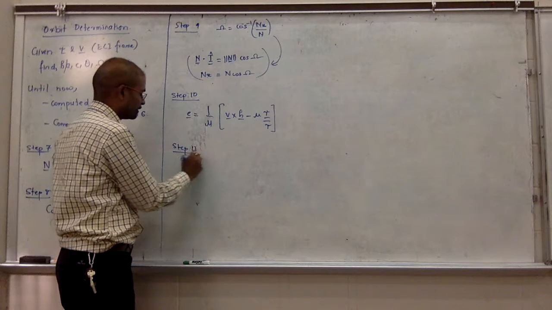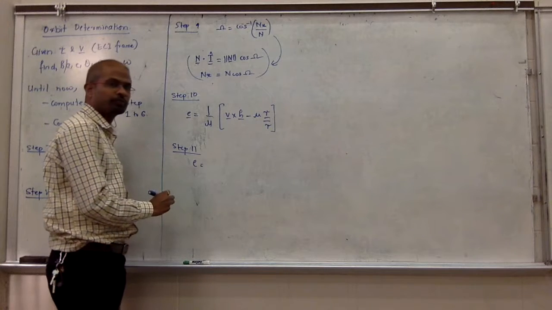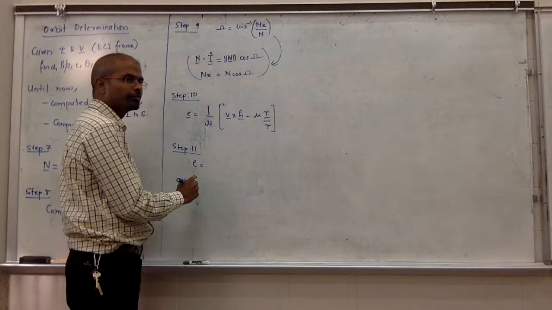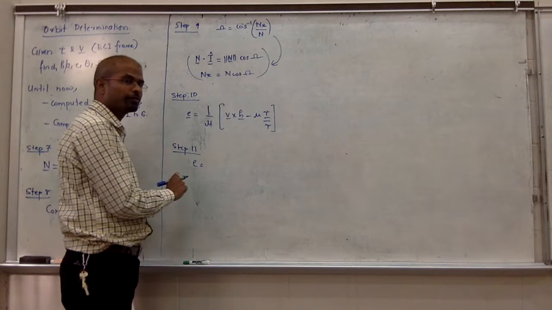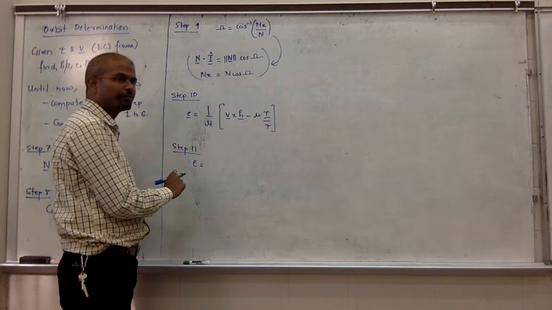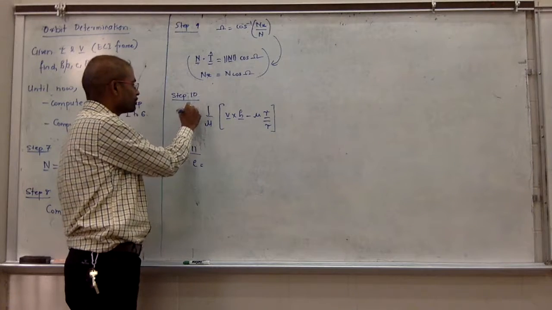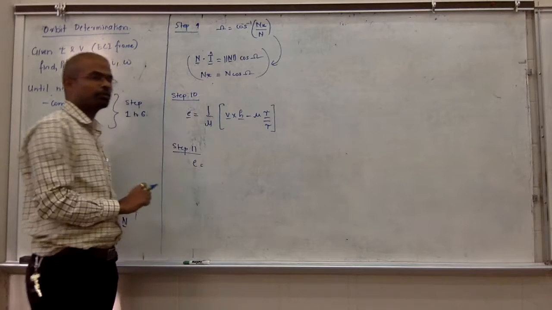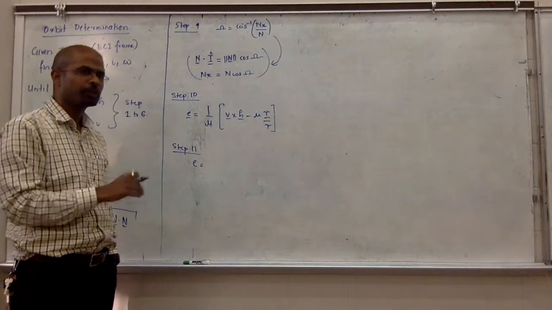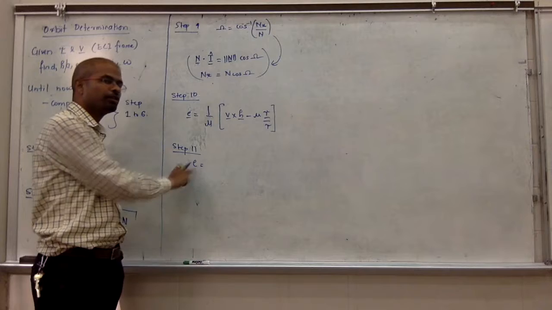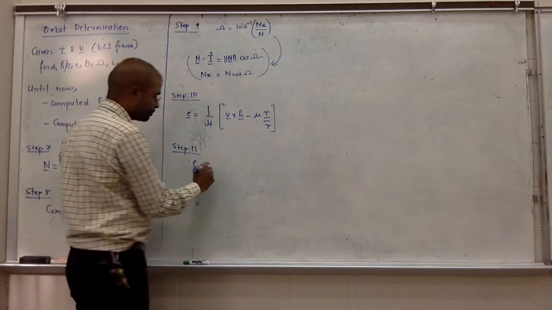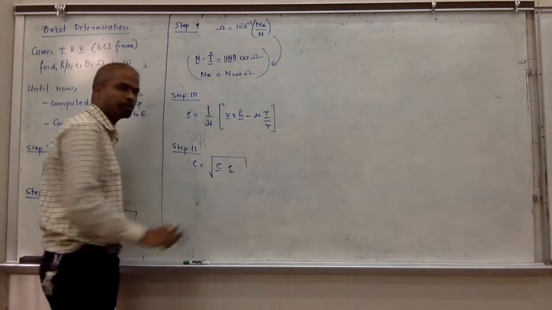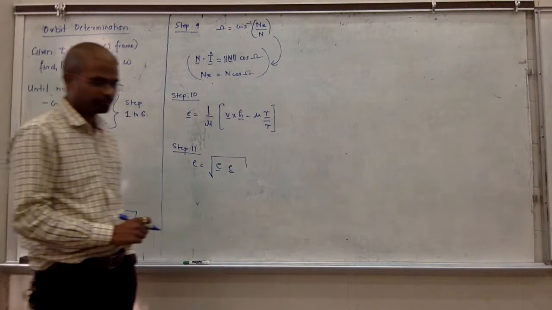Step 11. This E is what? Is it the energy direction? It is the eccentricity vector. The eccentricity vector is the perigee direction. But how do you compute this E? It's simply the magnitude, E dotted with E. That's how it is.